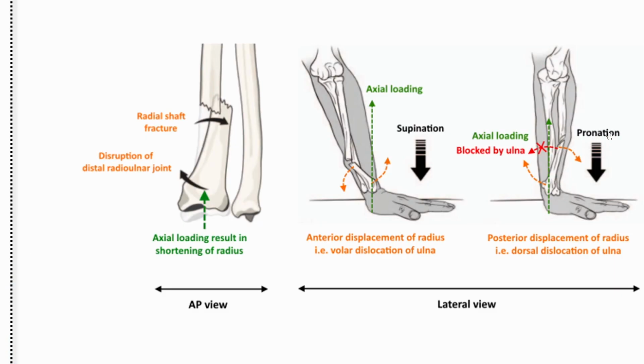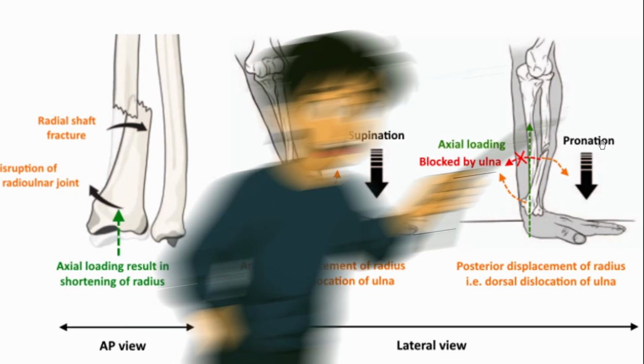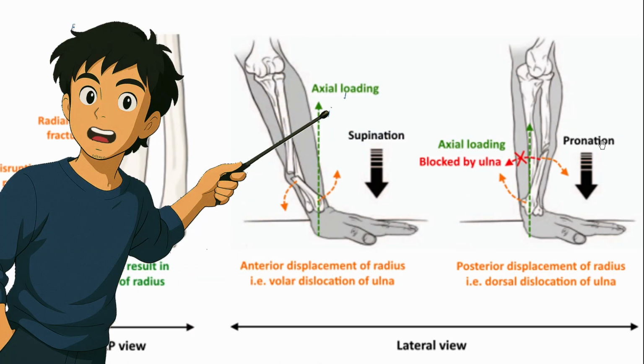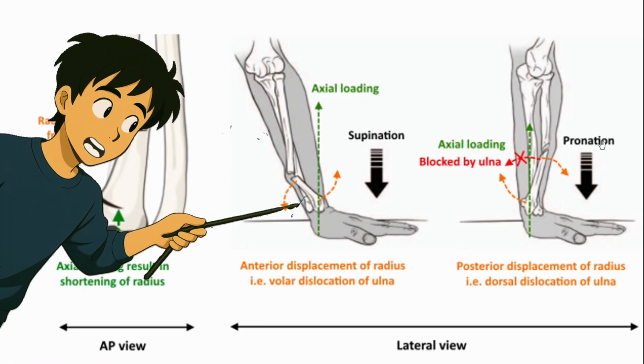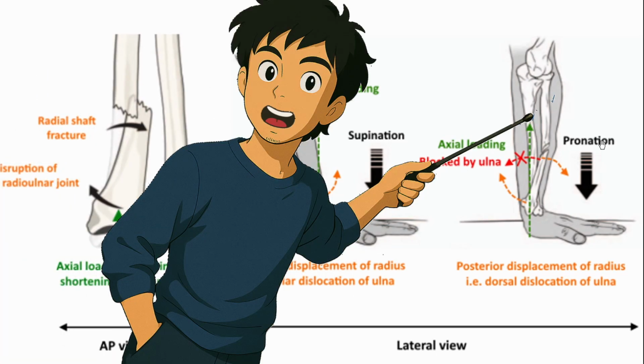Then in the lateral view you can see that there are two classic positions, supination and pronation. In case of supination, when the person falls, his palm will face upwards. So if the axial force is applied in this position, the radius gets pushed forward, which causes the ulna to dislocate towards the palmar side. That is called the volar dislocation of the ulna. And in case of pronation, here the palm will be facing downwards. In this case, the axial loading pushes the radius backward and the ulna dislocates dorsally or towards the wrist.